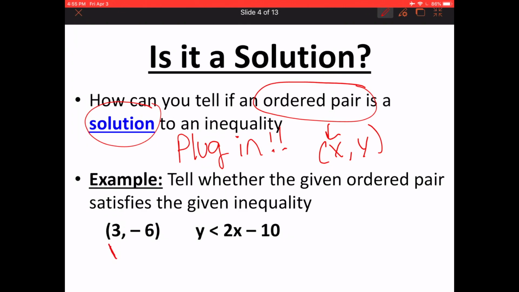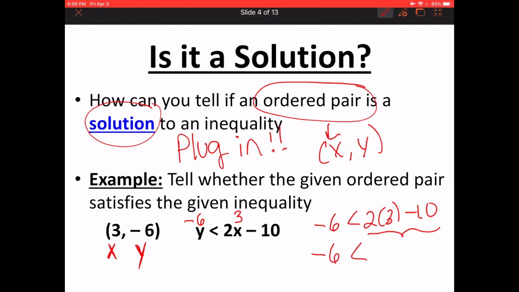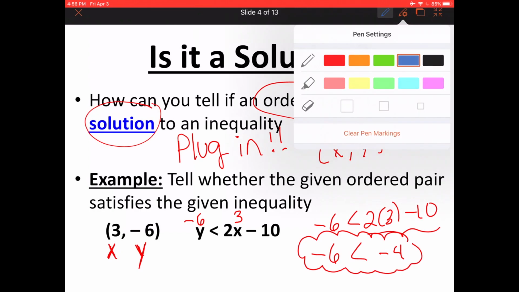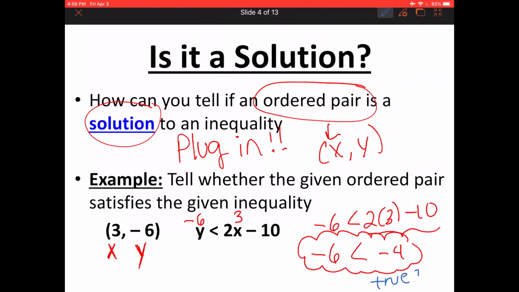Notice my 3 represents x, my -6 is in the y spot, so I'm going to plug in -6 for y and 3 for x. Now what I have is -6 is less than 2 times 3 minus 10. If I keep simplifying this, I get -6 is less than -4 because 6 minus 10 is -4. So this is what now we have to decide. Is this true? Is -6 less than -4?